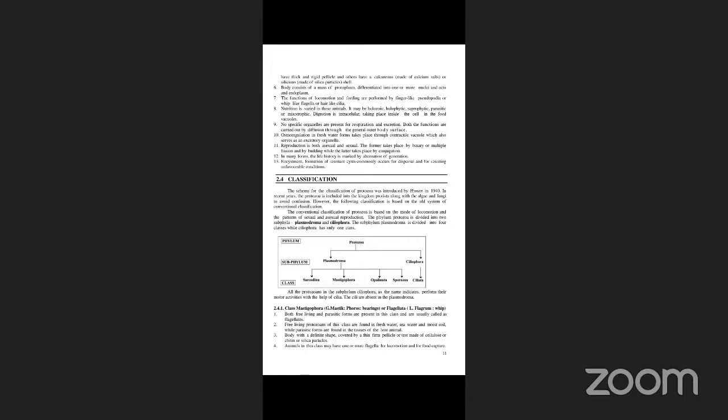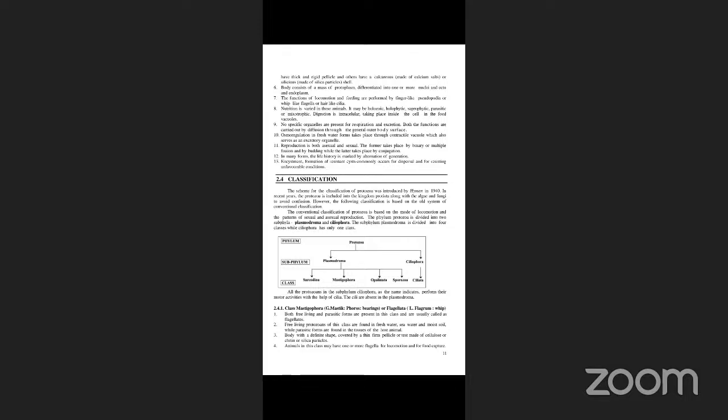So this phylum Protozoa is divided into Plasmodroma and Ciliophora, two subphyla. Plasmodroma is again divided into Sarcodina, Mastigophora, Opalinata, and Sporozoa, and Ciliophora is further divided into Ciliata. So this is class: phylum, subphylum, and class. All the protozoans in the subphylum Ciliophora have cilia and they perform their movement based on the cilia, whereas in the Plasmodroma, the cilia is absent. So that is the basis of the locomotion. Based on the locomotion, they are divided into Plasmodroma and Ciliophora.